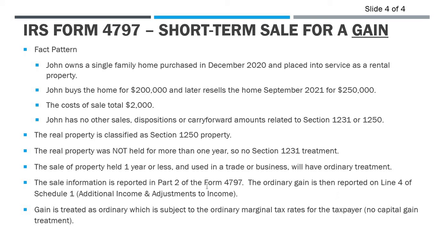Now, where's the sale information reported? So the sale information is going to be reported in Part 2 of the 4797, and then the gain is ultimately going to flow through to line 4 of Schedule 1, so the same place we were just at for the losses. And again, the gain here is going to be treated as ordinary gain, subject to ordinary marginal tax rates, so it's taxed at the highest level.